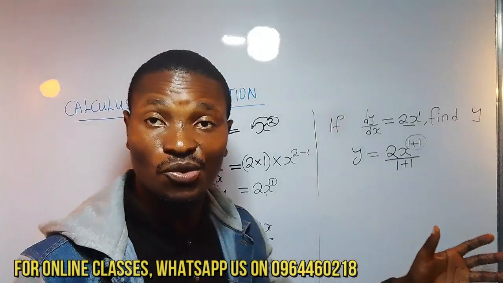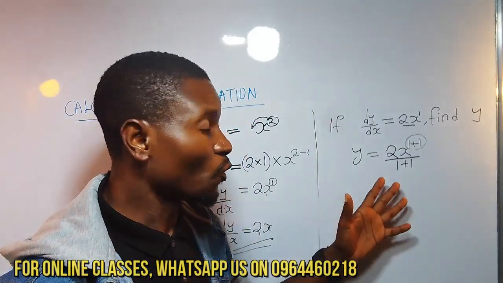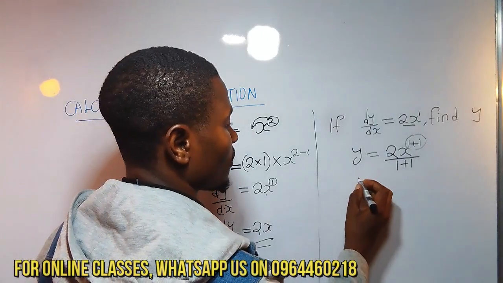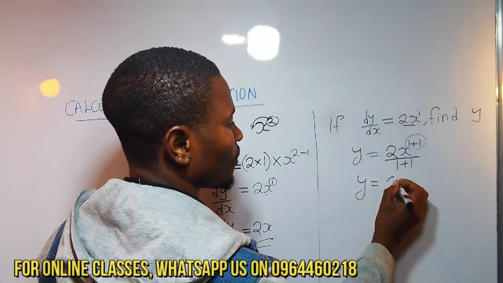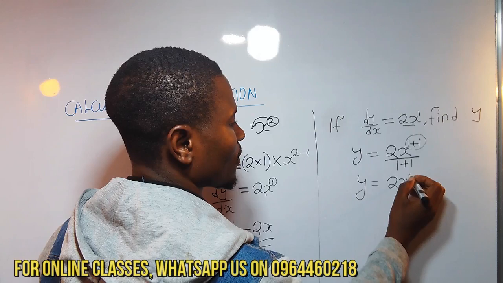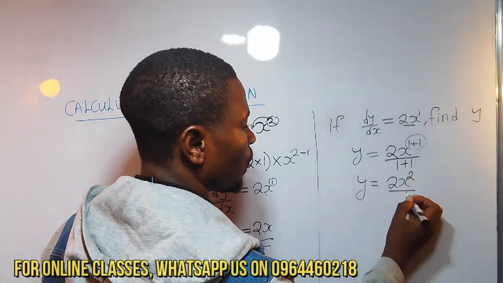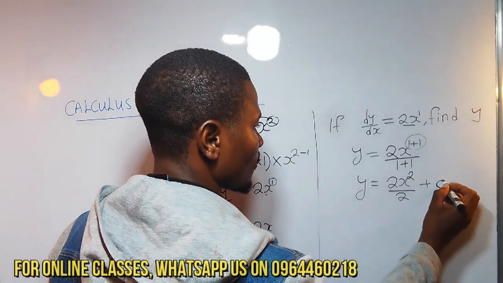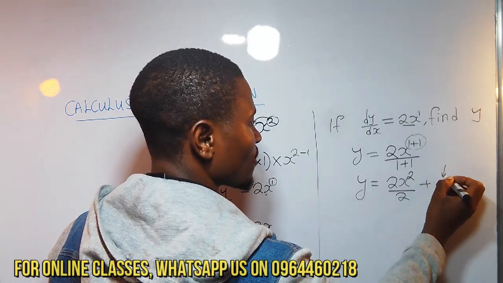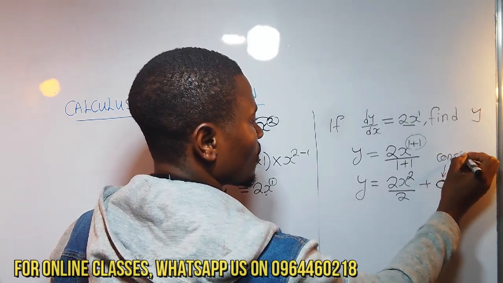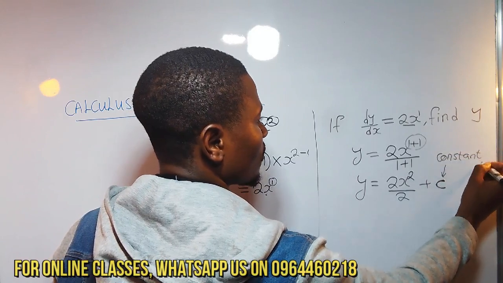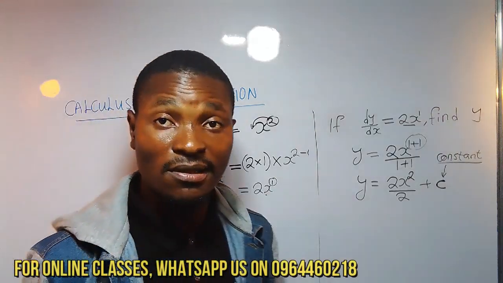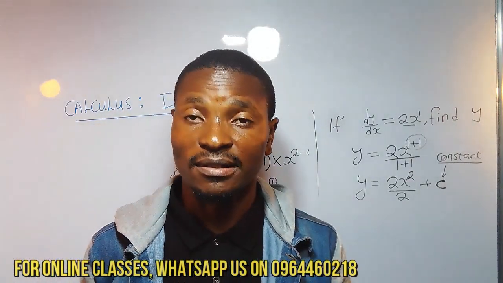Now, the moment you do that, you are almost there. So you say, therefore, y equals 2x to the power 1 plus 1, over 1 plus 1, plus c. Now, this c simply means constant. The c simply means it is a constant.